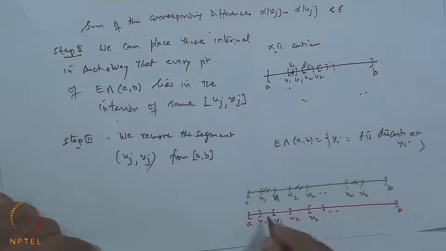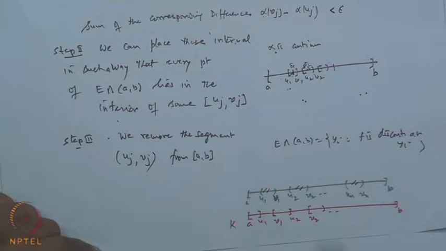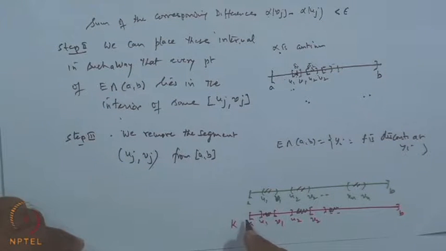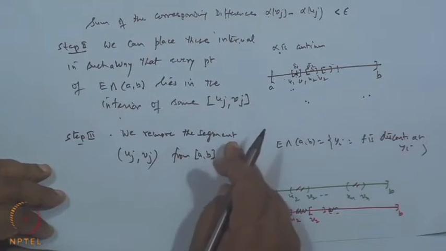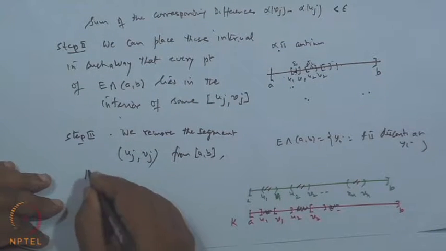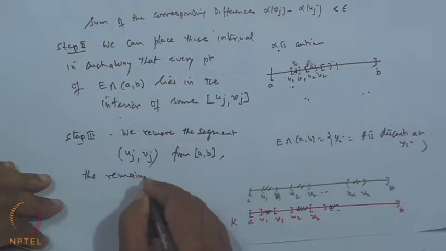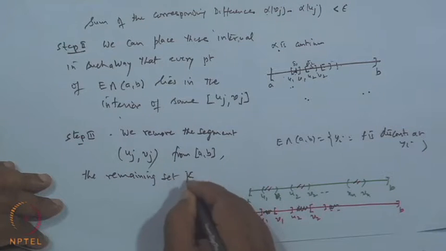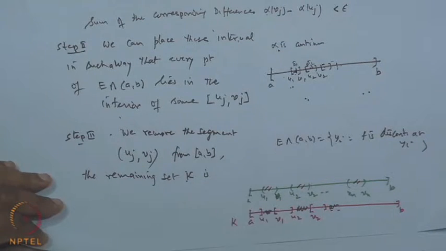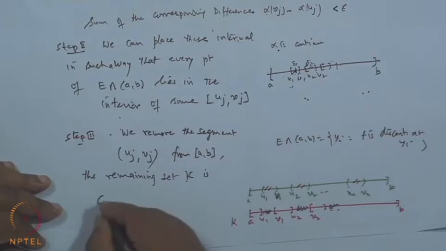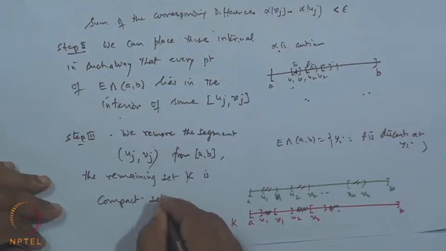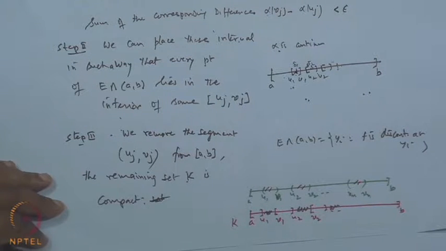So, this set k, in which these things are not available, forms a compact set. So, once we remove the segment uj vj from it, then the remaining set k is compact, because it is a finite union of closed and compact intervals like this. So, it is a compact set.